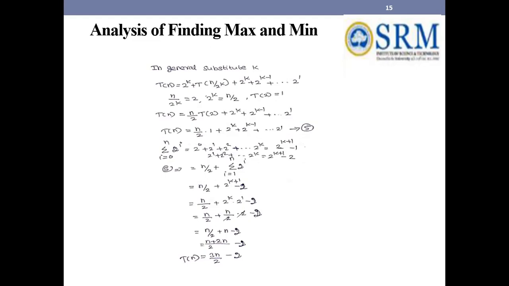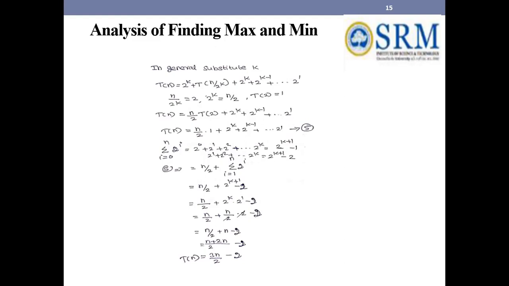n by 2 power k equal to 2. That is, if the number of inputs is 2, the algorithm performs 2 power k iterations. So 2 power k equal to n by 2. T of 2 equal to 1: if the array has only 2 elements, only one comparison. So T of 2 equal to 1. So T of n is equal to n by 2 into T of 2 plus the sum from k minus 1 to 1.